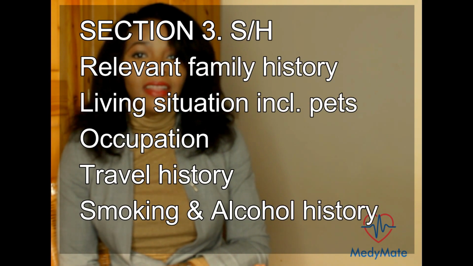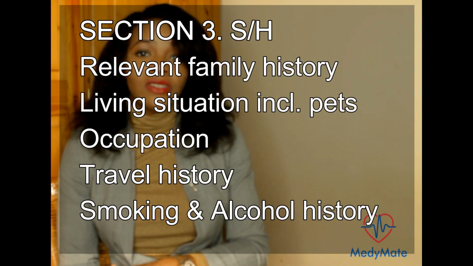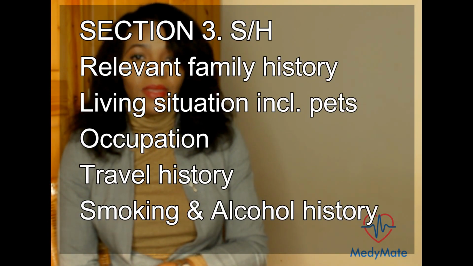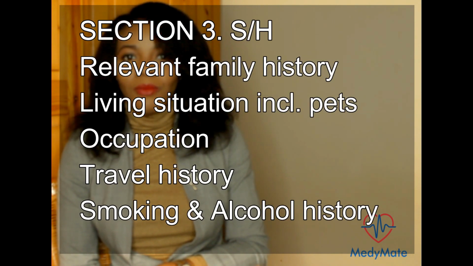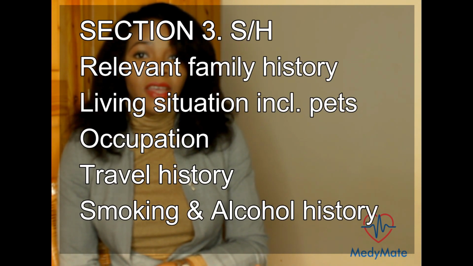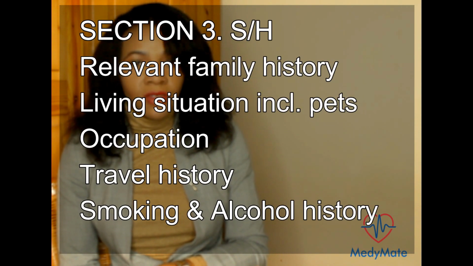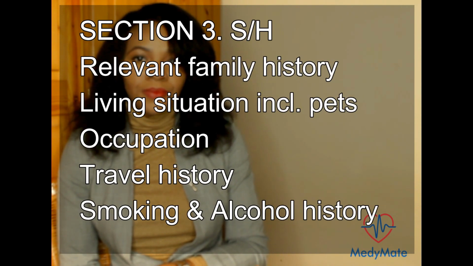Ask if they have any pets and their previous or current occupations. These are important, for instance, in respiratory conditions such as interstitial lung disease. Ask if they have any birds at home, which can cause a condition known as bird fancier's lung, or any previous exposure to asbestos.